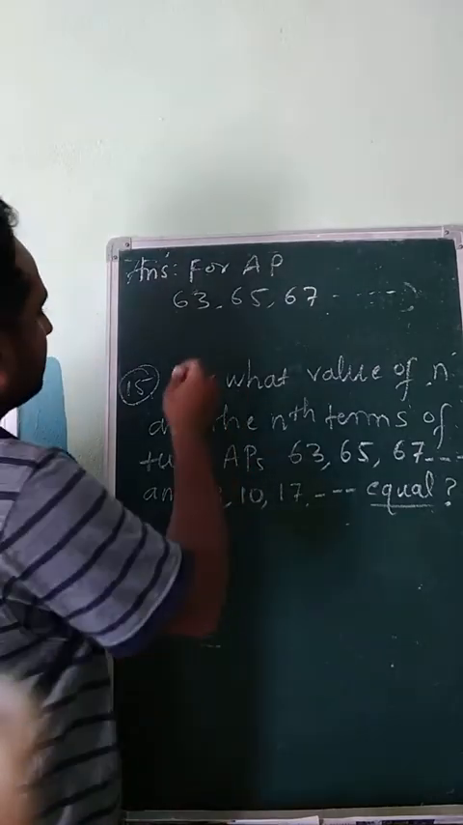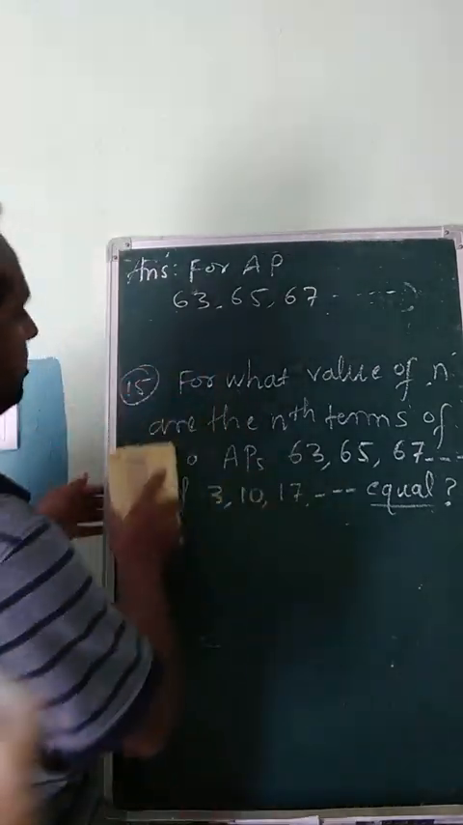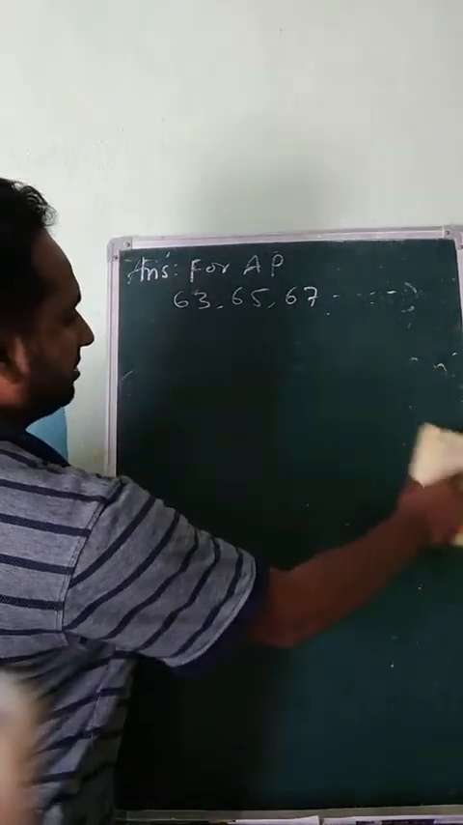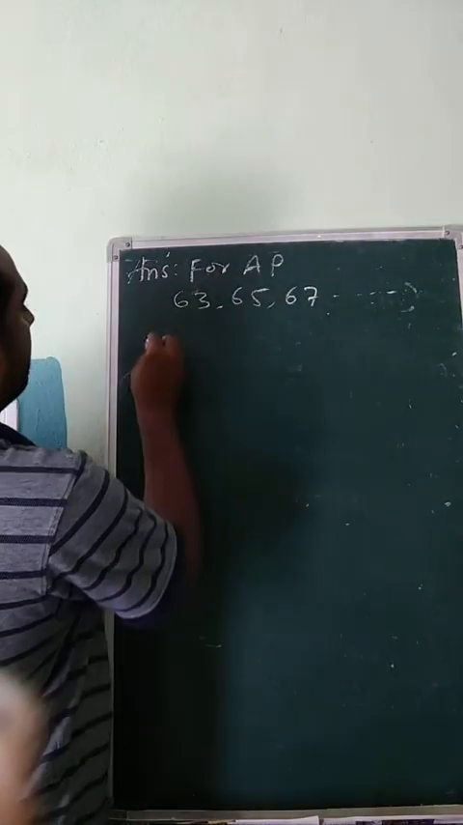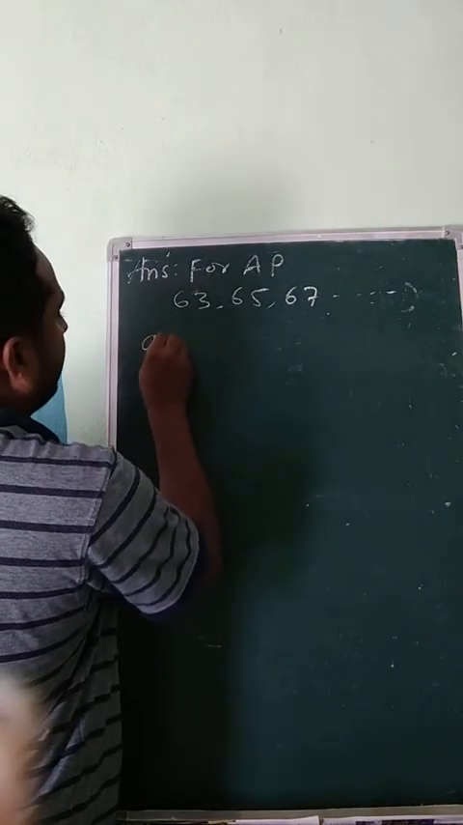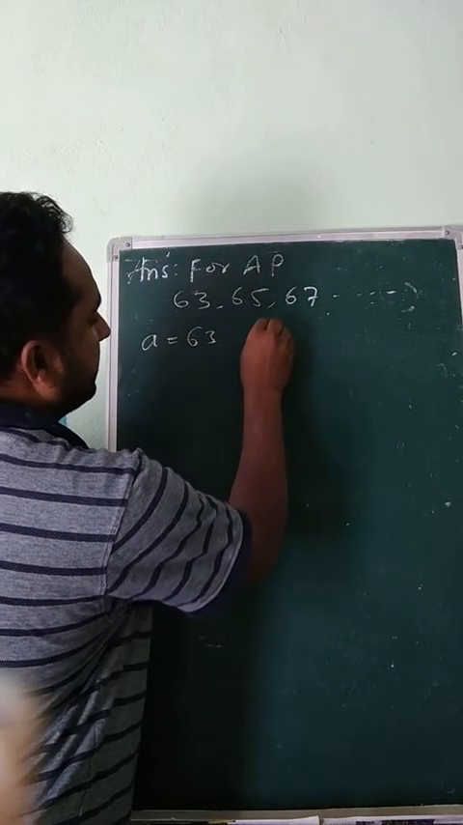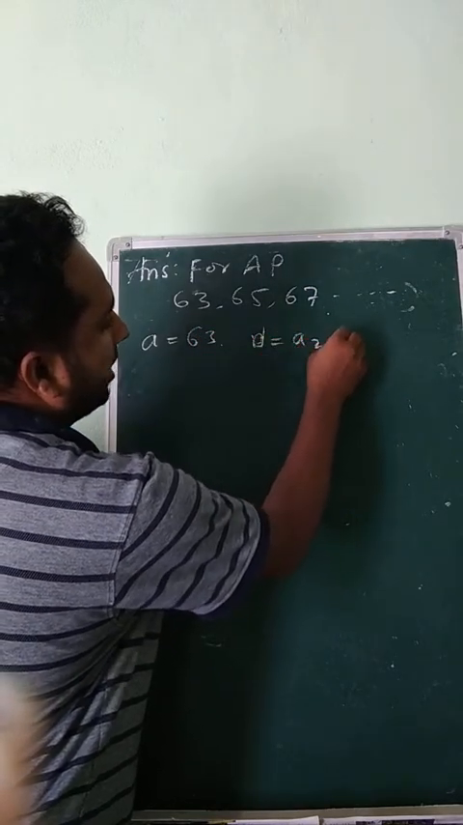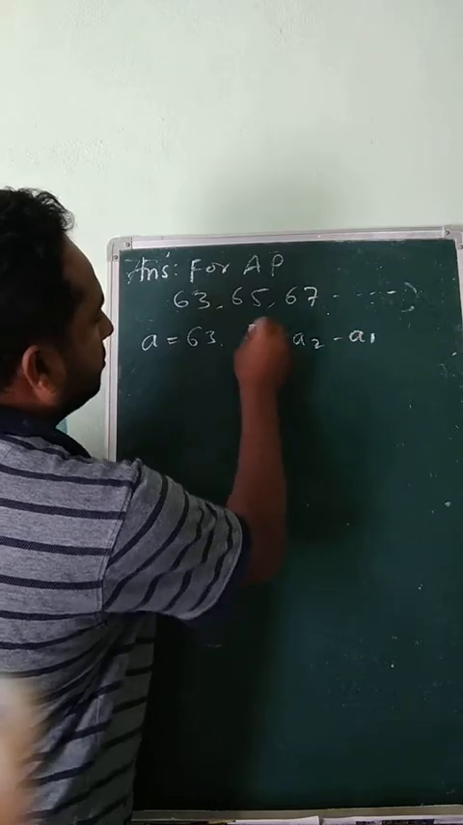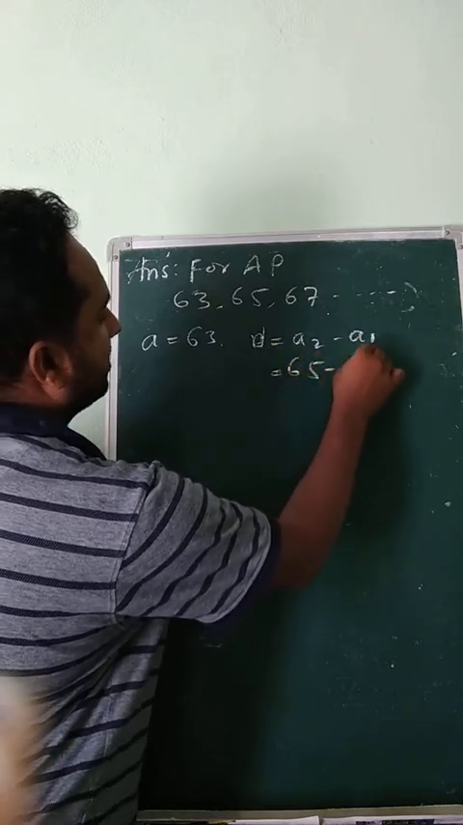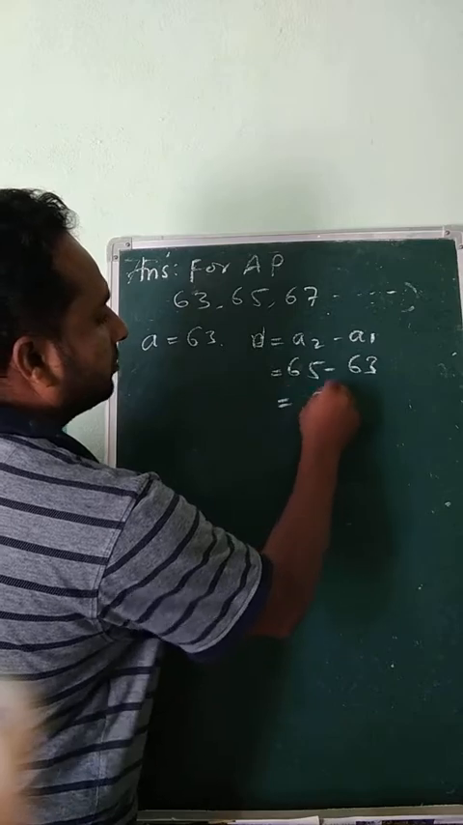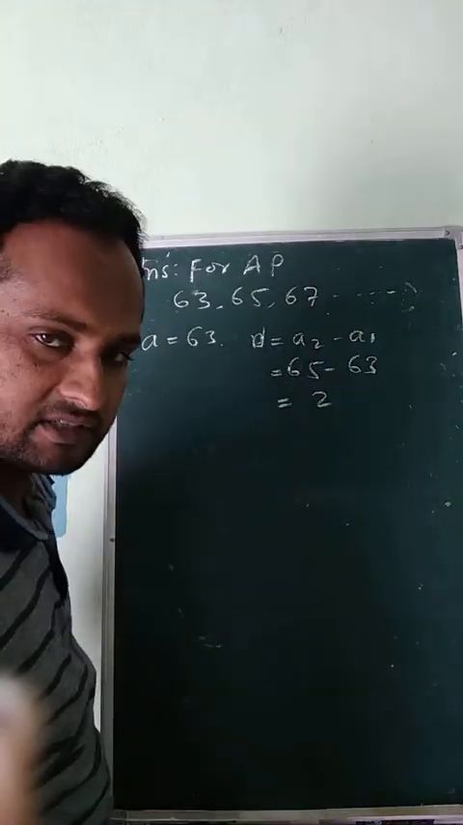Now see what the first term is here. I will remove the question. The first term a is equal to 63 and the common difference d is equal to a2 minus a1, which is 65 minus 63, equal to 2. The common difference is 2 here.